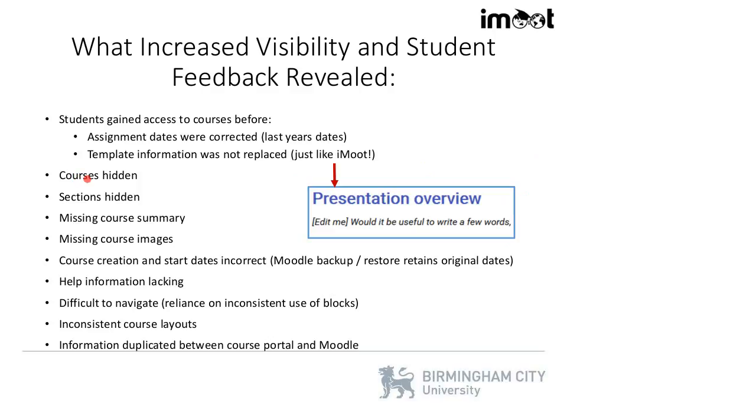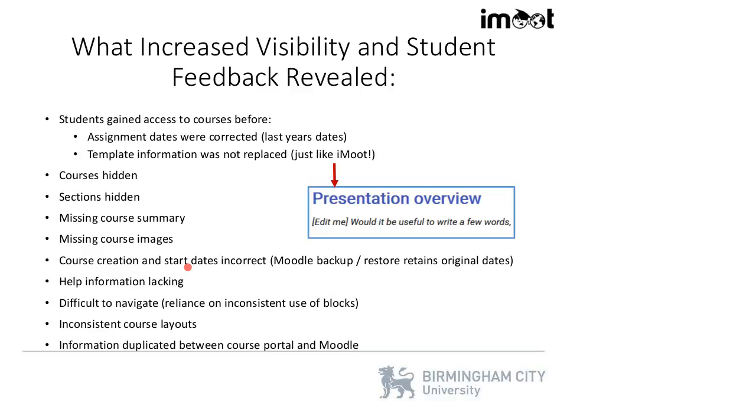We also had issues with courses being hidden, sections being hidden, so people weren't accessing things. A lot of courses were missing a summary, and a lot were missing course images, which our theme shows on the front page, and we have a couple of other third-party plugins that look much nicer if those course images are added. Another problem if you're using a rollover process based on Moodle's backup and restore is that the course creation dates and start dates don't change.